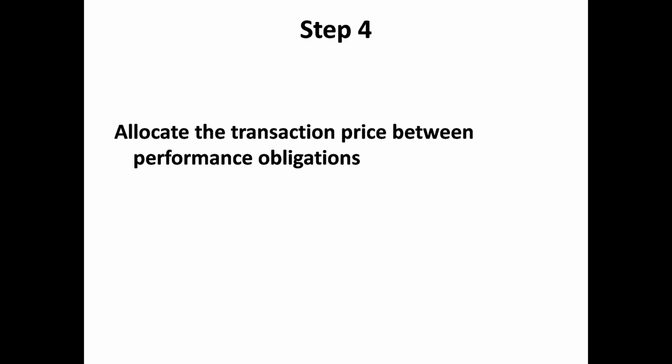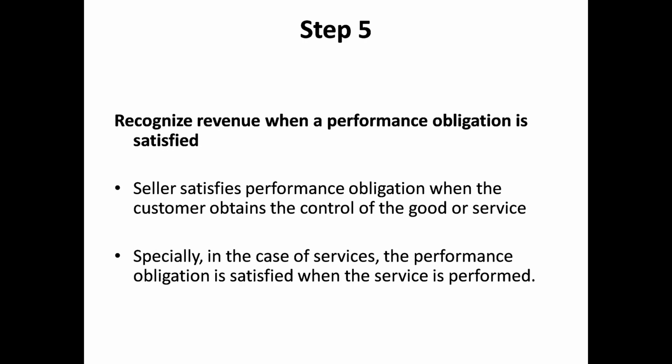Step 4. Allocate the transaction price between performance obligations. Now in our example, we had only one performance obligation, that is to supply 10 hand sanitizer bottles at 100 rupees each within 1 week of the placement of the order. Step 5. Recognize revenue when a performance obligation is satisfied. You have to recognize the income when you have fulfilled your performance obligation only.